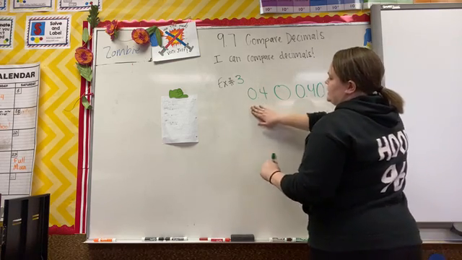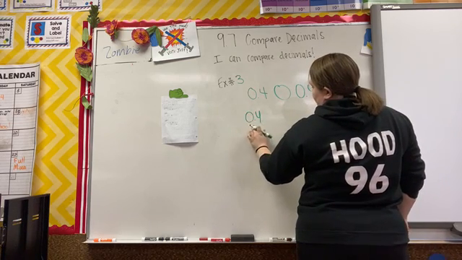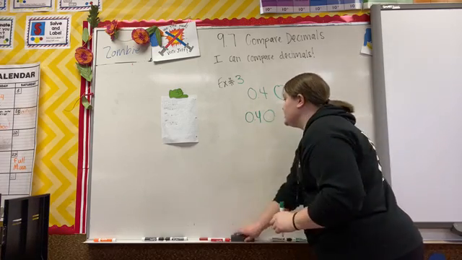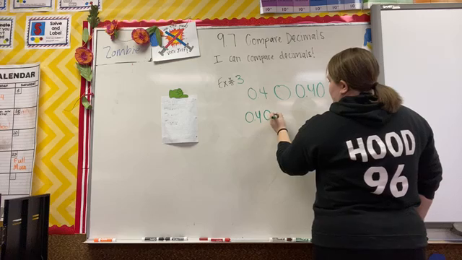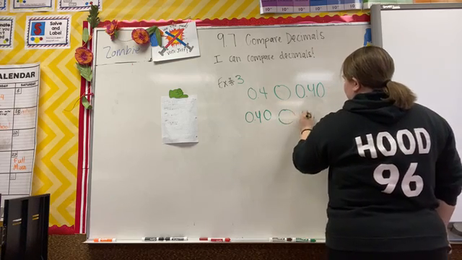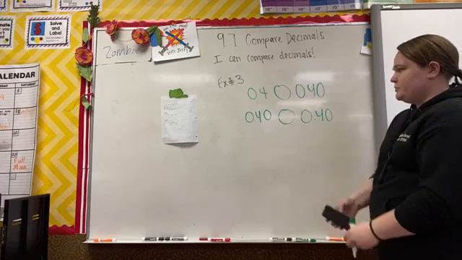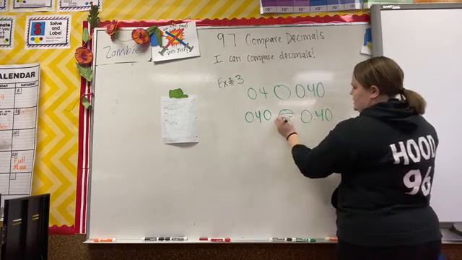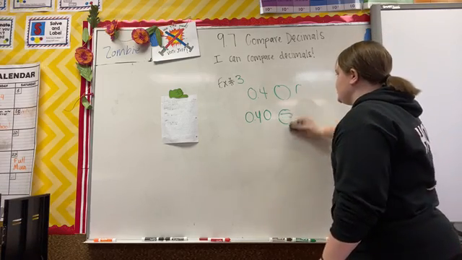So I'm going to take my 0 and 4. I have tenths, and I'm going to add a 0 to make it hundredths. That was a really big 0. Okay? Now I can compare it to 0 and 40/100. Oh my goodness. They're the same. They are equal. Okay? Hopefully this is making sense.